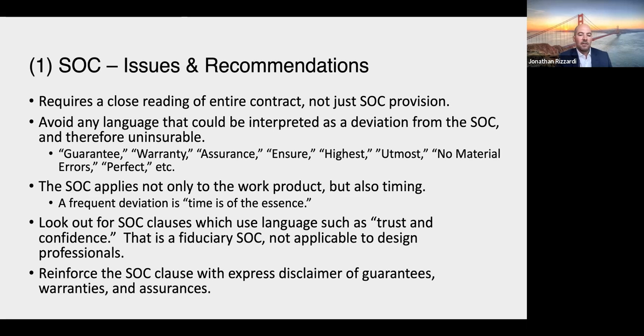And then this is a little more legalistic, but you can include a clause in your contract that just reinforces that your standard of care is what it is, and it disclaims any guarantees, warranties, or assurances. If I was putting together a letter agreement and terms and conditions, I would include that in the terms and conditions.